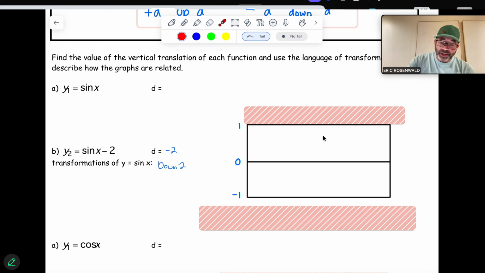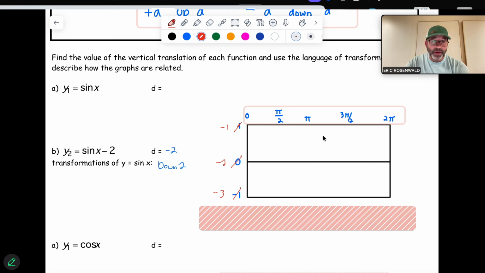And so what that means is that we're going to have new y values here. This value right here is going to be at negative 1 because I moved it down 2. This is going to be at negative 2. This is going to be here at negative 3 because I moved everything down 2. Now, I've not changed my graph at all to the left or right, so I'm still going to be at 0, pi over 2, pi, 3 pi over 2, and 2 pi.